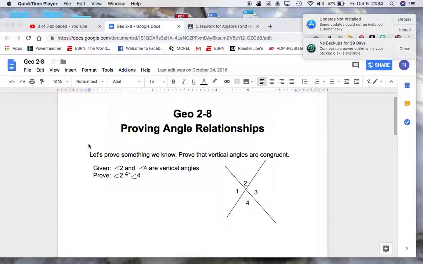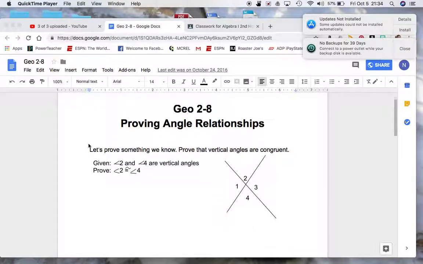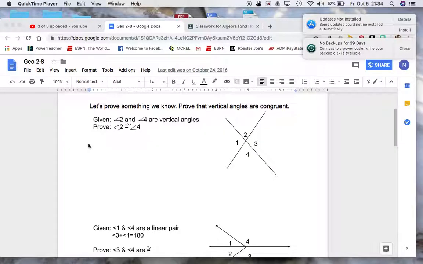About proving angle relationships here. So to prove angle relationships, we're going to deal with some stuff that we already know. We're going to use some facts that we already know. But first thing I want to do is prove that vertical angles are congruent.